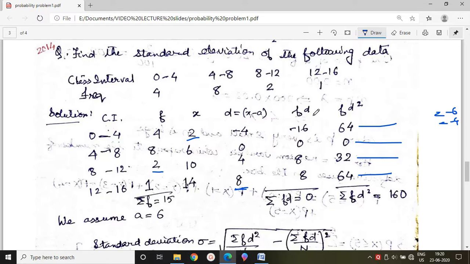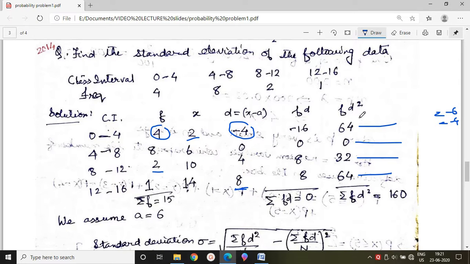Then you find FD, that is this D value multiplied by F. This is our F and this is our D value. Then 4 into minus 4 is minus 16. Other values are also found by the product of F and D, and find the sum over FD. Here, interestingly, sum over FD turns out to be 0.